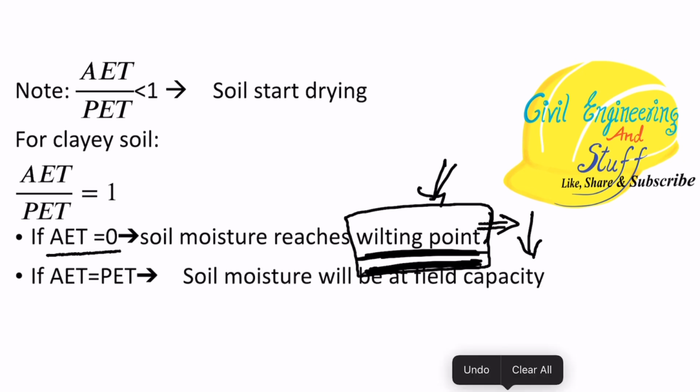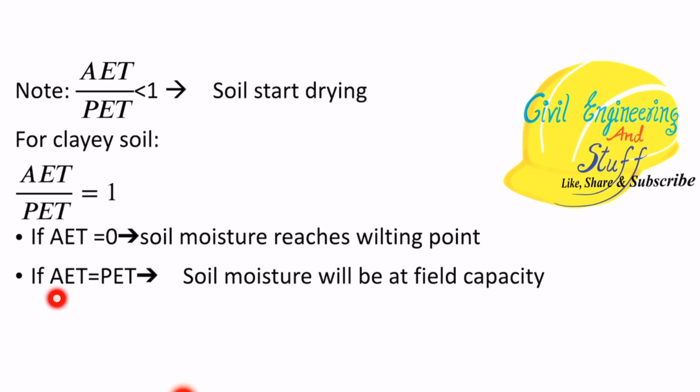Now, if AET value is equal to PET value, this means whatever was the moisture requirement of a crop to fulfill its evapotranspiration need, we are supplying that. So this means the moisture level is up to its field capacity. When you are supplying the required quantity of water, whatever is the evapotranspiration need of the crop, and the plant is fulfilling its ET value, that is the PET situation.